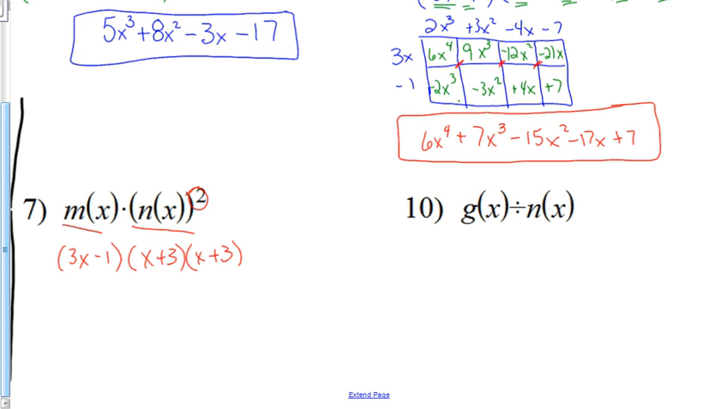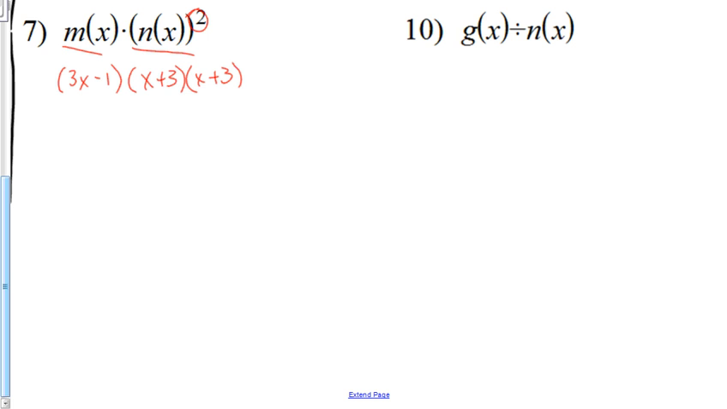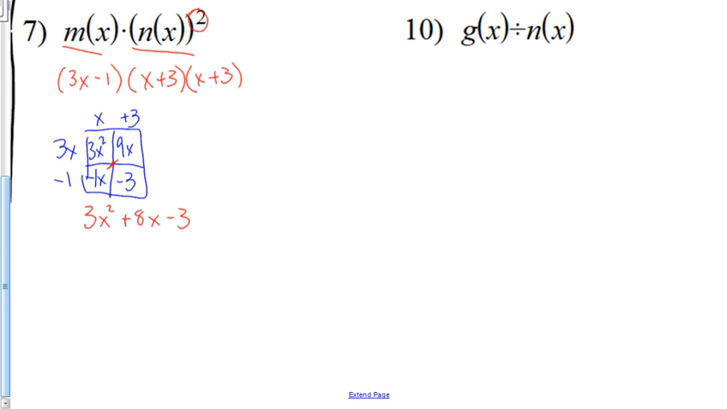So with multiplication, you can do in any order. I'm going to do a box with x and positive 3. I get x squared, 3x, and 3x, and 9. And you see that those two can be combined: x squared plus 6x plus 9. But we now also have this piece. So 3x minus 1 times that. I'm just going to do another box right underneath.